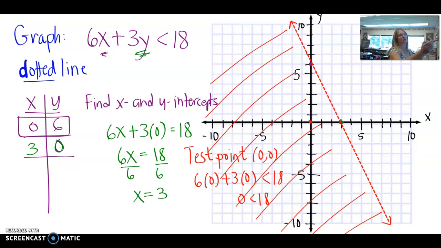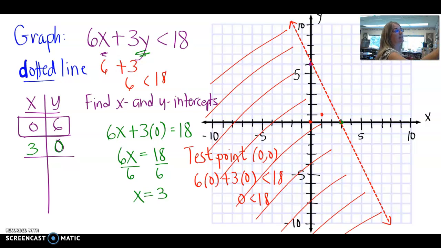So we could put in the point (1, 1). It should make it true. 6 times 1 is 6. 3 times 1 is 3. 6 plus 3 is 9. 9 is less than 18. You will get that any point on that side of the line will make it true. Any point on the other side should make it false.